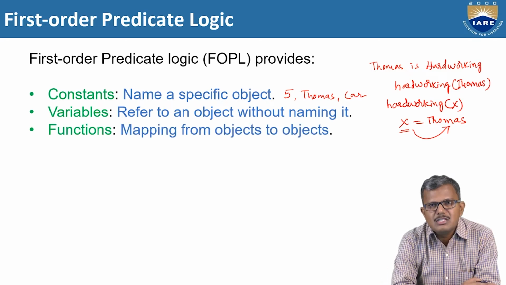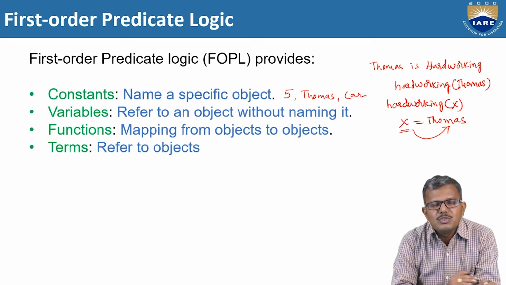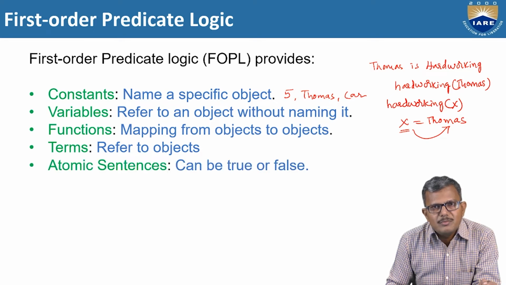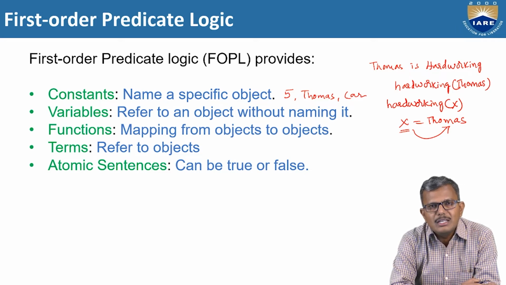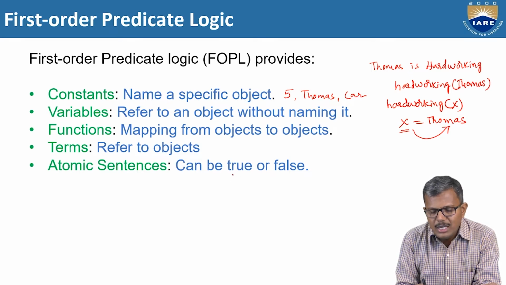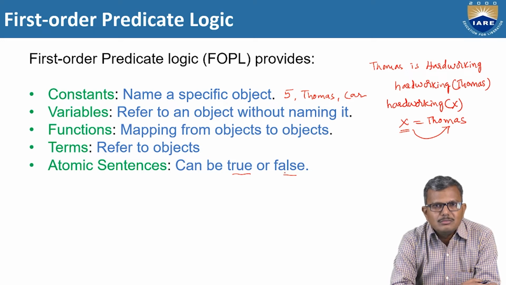And next is functions. Just now we have seen they are used in order to make the mappings between the objects, nothing but representing some kind of association between the objects. And next, terms, which are nothing but referring to objects. Terms are used to refer to the objects. And atomic sentences. Atomic sentence means it is a unique sentence, remember. It is a single sentence. The output of these sentences can be either true or false.